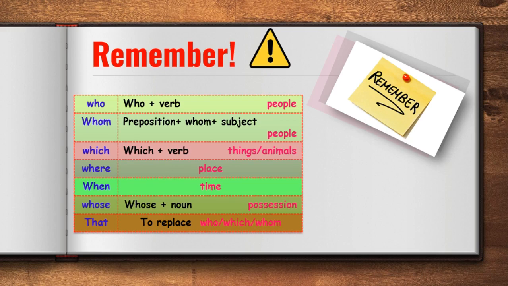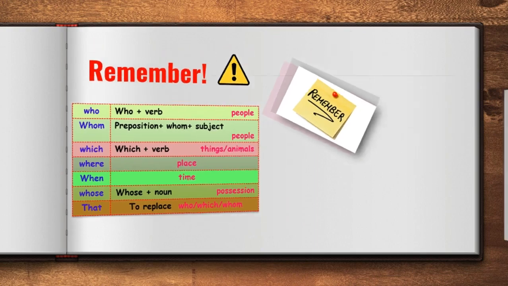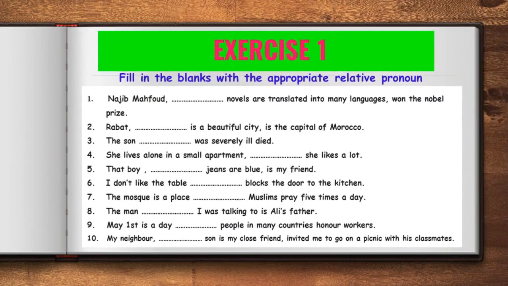We have where, it is always referring to a place. When, it is always referring to time. Whose, it's always referring to possession, and we use it with a noun: whose mother, whose sister, etc. That, we use it to replace three relative pronouns: who, whom, and which. Very good.